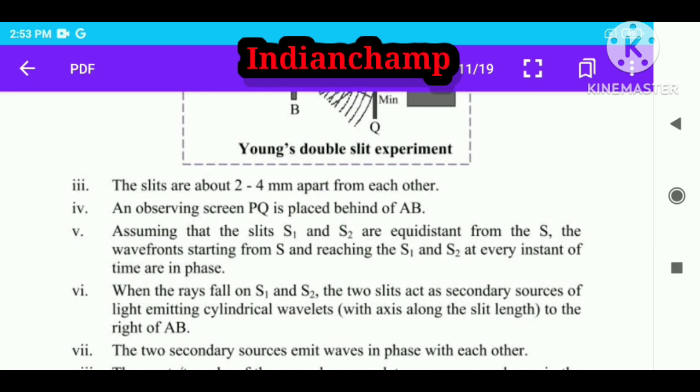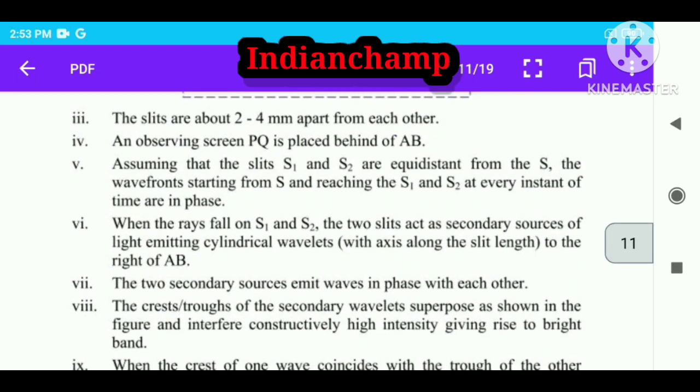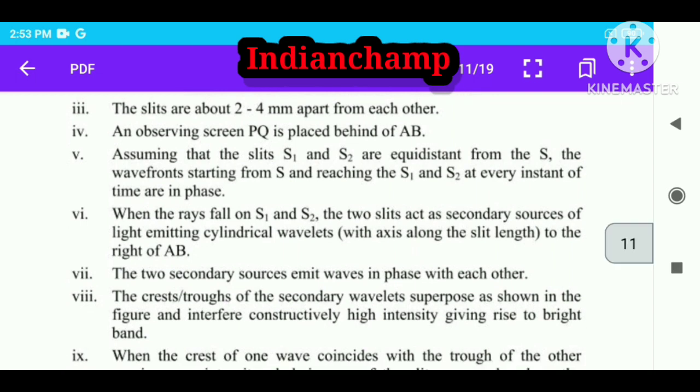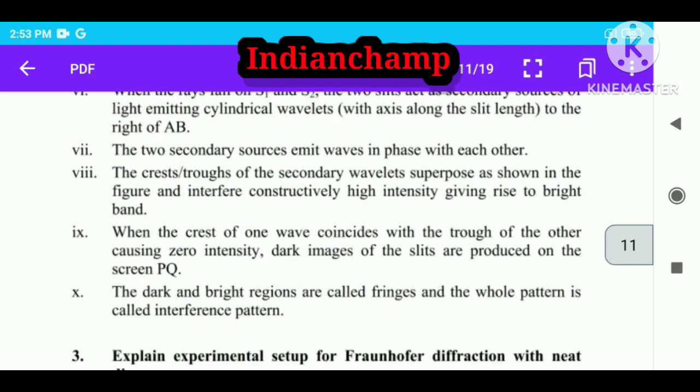Sixth, when the rays fall on S1 and S2, the two slits act as secondary sources of light, emitting cylindrical wavelets with the axis along the slit length to the right of AB. Seventh, the two secondary sources emit waves in phase with each other.